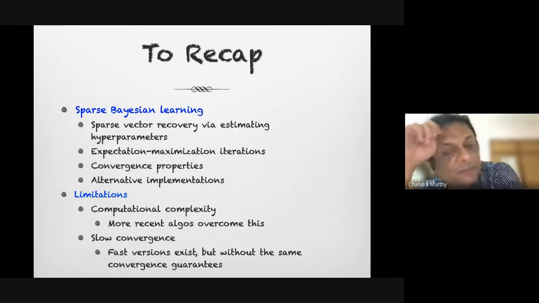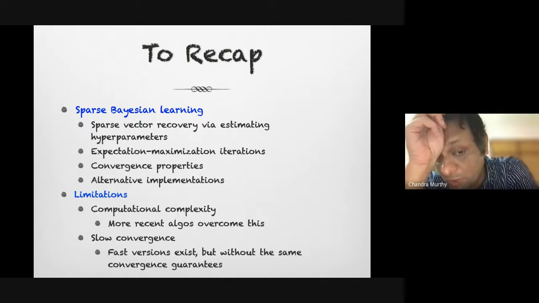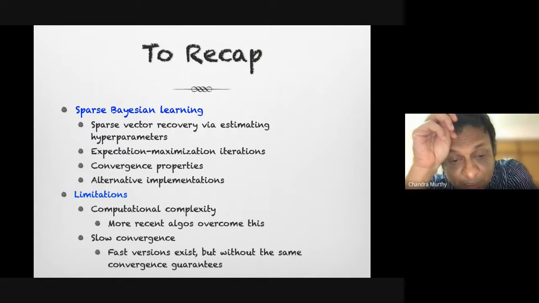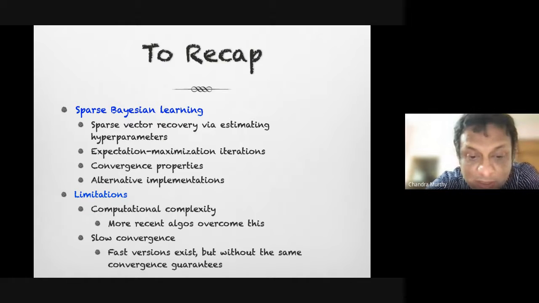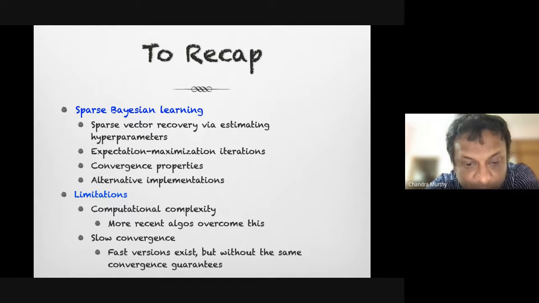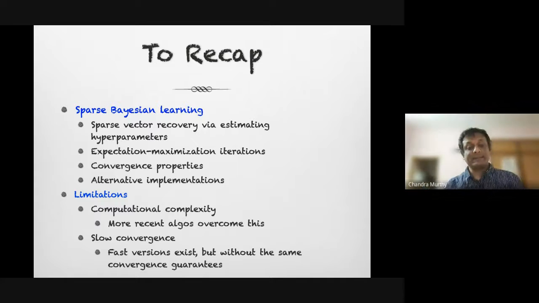Now, there is no free lunch. Even sparse Bayesian learning comes with its own cost, and one of the costs is the computational complexity. And more recent algorithms like AMP-SBL overcome this, but they don't have the same kind of convergence guarantees as SBL does. And the other limitation is that it could be slow in its convergence, because you're trying to update these gammas, which are hyperparameters that only loosely depend on the y_i's. So it's not very agile when it comes to small perturbations in y's. And there are fast versions of the algorithms, but without the same convergence guarantees.